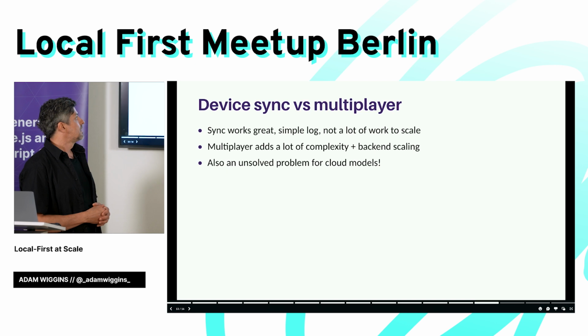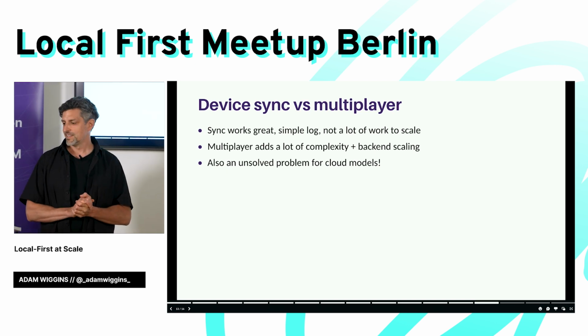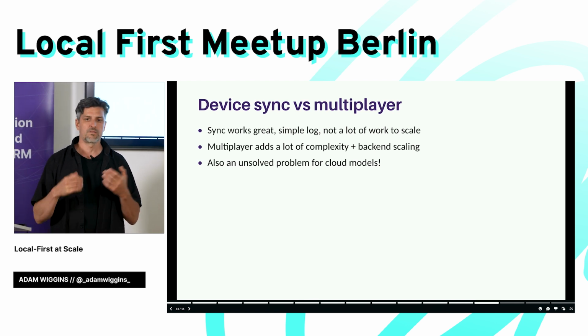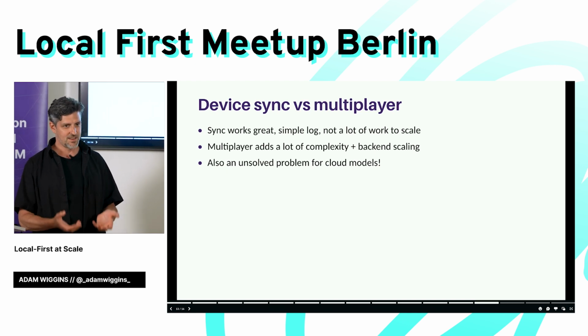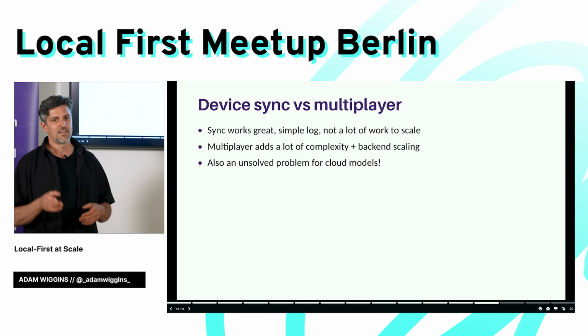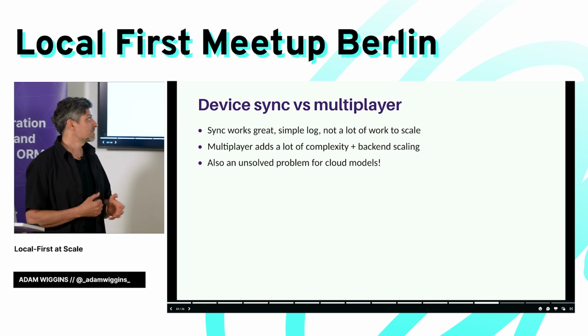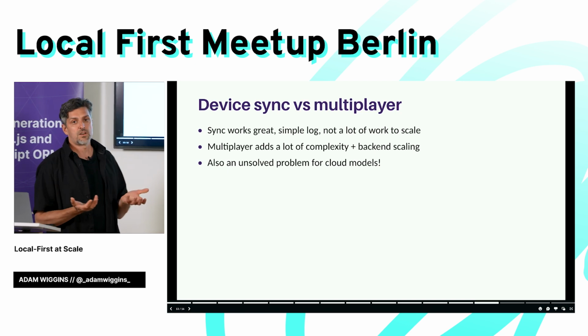But I'll also note that I think multiplayer is basically unsolved for cloud models to some extent. If you think, I want to add Google Docs or Figma style multiplayer to my app, how do you do that? Okay, there's a lot of off-the-shelf services. Firebase kind of can do it. There's some up-and-comers, LiveBlocks, Replicache, what have you. But basically there's no easy way to do this.